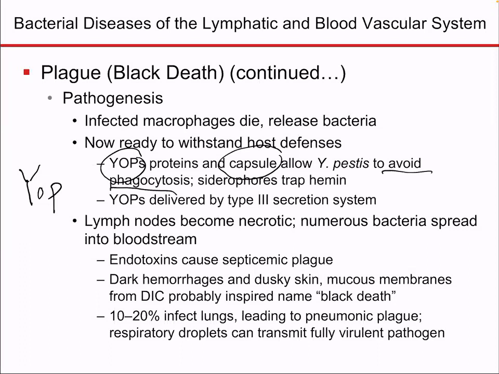Of course, this is a gram-negative bacterium, and in addition to that, because of the outer membrane and the lipid A that is present in that outer membrane, that lipid A is an important endotoxin that can cause septicemic plague.